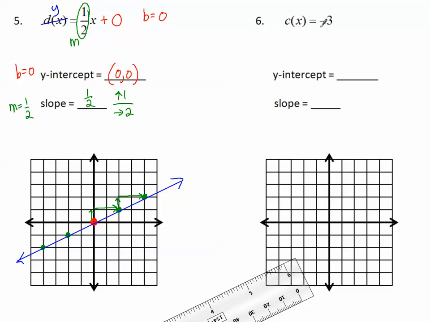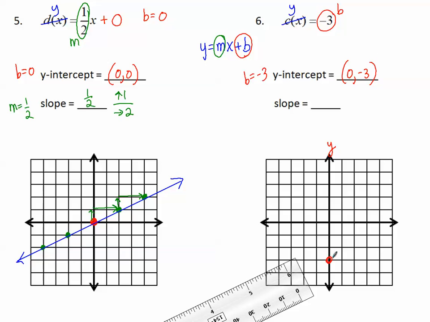Last one, c of x equals -3. C of x is another way to say y. Y equals -3. Now remember, y equals mx plus b is the form that we're using. Begin with b and move with m. B is the one that does not have an x. This is b. B equals -3. So 0, -3 is my y-intercept.